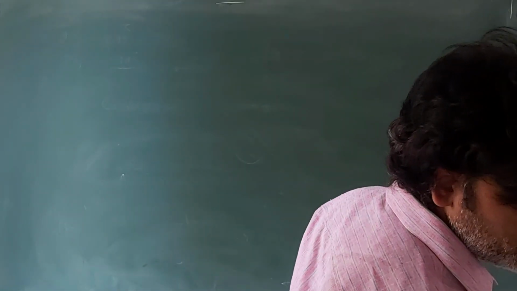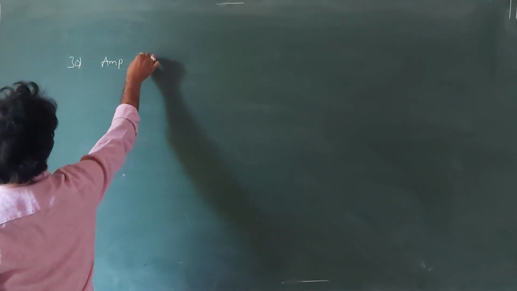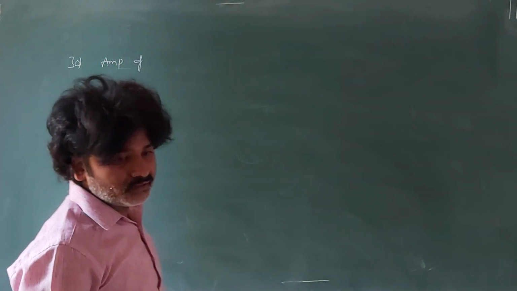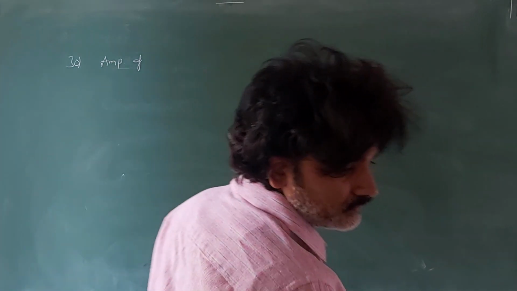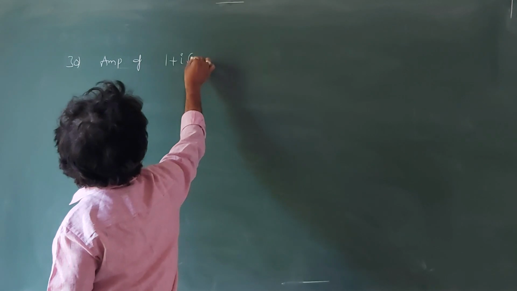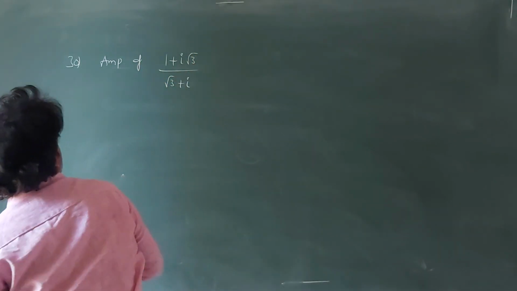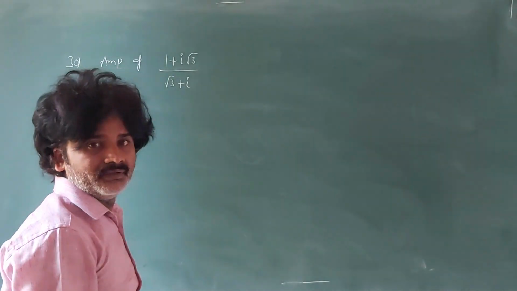but in this problem we don't know. Then how to do? See, problem number 38. The amplitude of the complex number. Amplitude of the complex number given one is (1 plus i root 3) by (root 3 plus i). We need the amplitude or argument of this complex number.